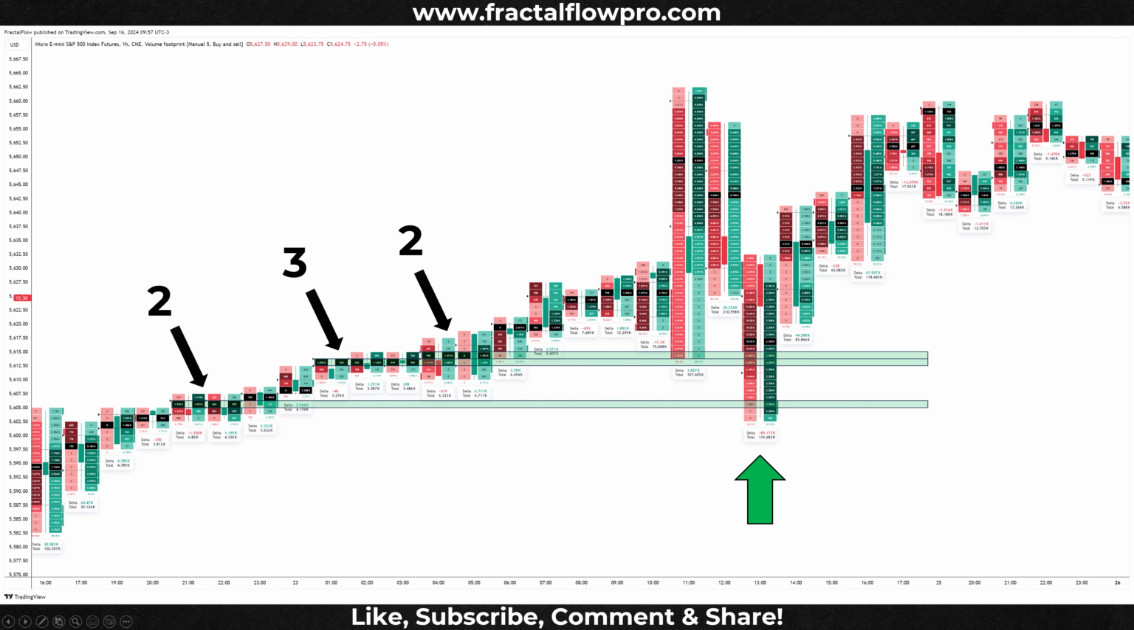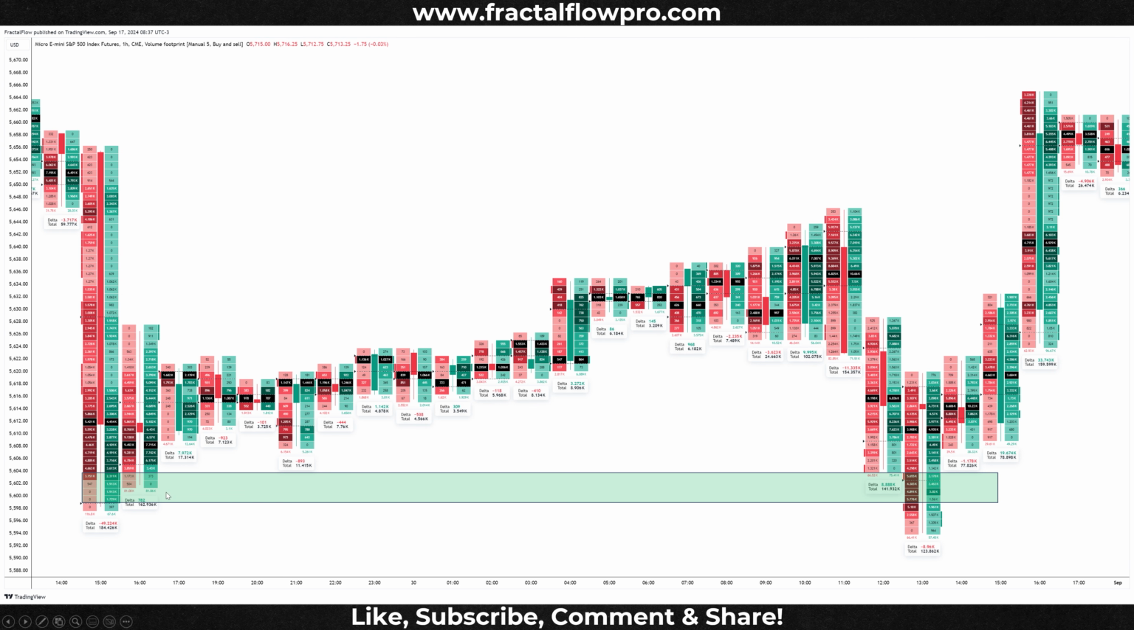In this other image, you can see an example of stacked imbalances working as support. The low of the large bearish candlestick is formed by 4 stacked imbalances in the ask column, denoting buying aggression near the low. When price returns to that area later, it reacts to the upside.